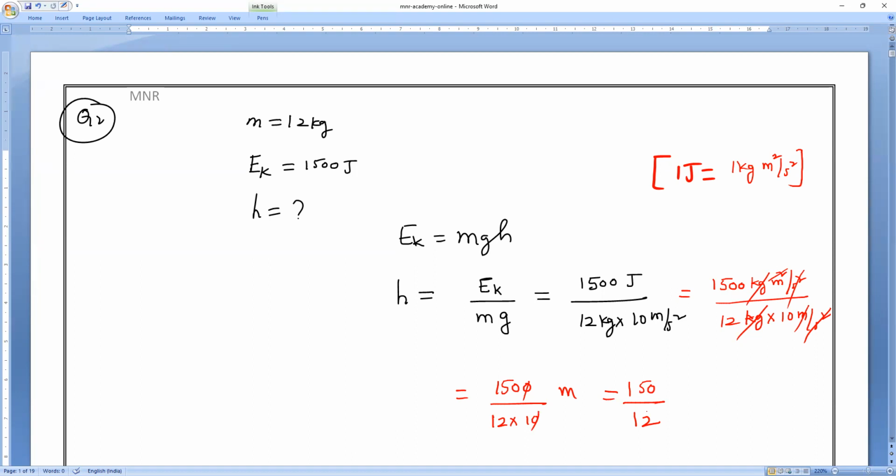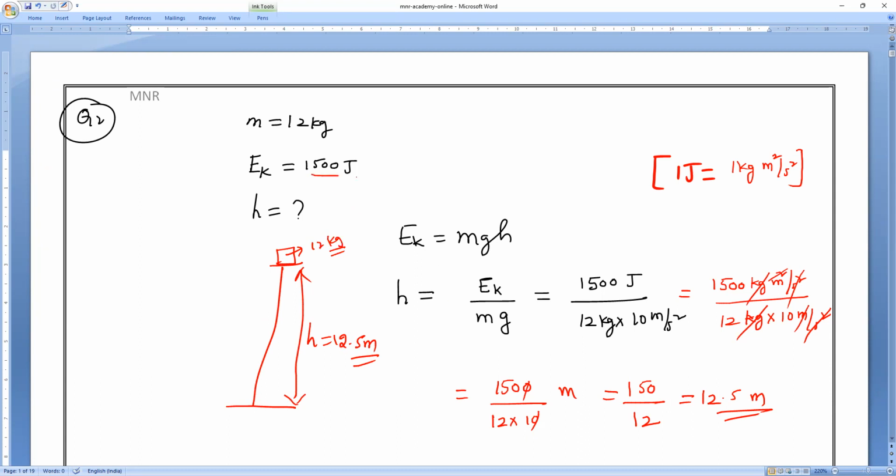You understand, everybody? What is the answer? 12.5. Yes. You can take 150 divided by 12, and the answer will come 12.5 meters. So the object is present 12.5 meters above the ground. So h is equal to 12.5 meters above the ground, where mass is 12 kg and the energy possessed by the body is 1500. Clear everybody? Understand?